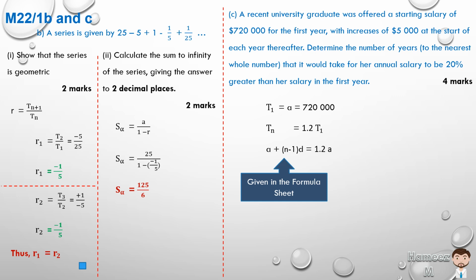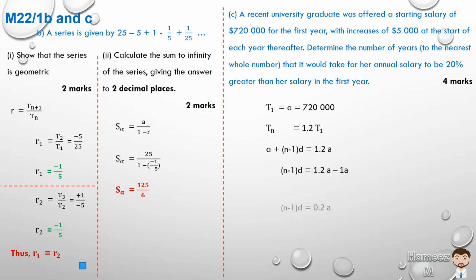Let's make n the subject of the formula. So we carry across the a, so we get (n minus 1)d is equal to 1.2a minus 1a. So (n minus 1)d is equal to 0.2a. As such, n minus 1 is 0.2a over d. And n, which is what we want to find, the nth year, is 0.2a over d plus 1.